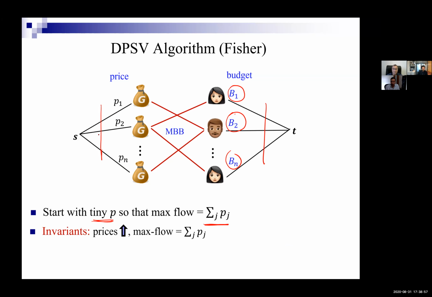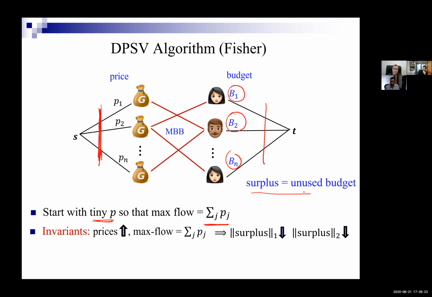Okay, so what are the invariants they maintain? Of course the right hand side may not be saturated, because they may have surplus. So the invariant is that they keep increasing the prices of the goods, and they maintain that all these edges remain saturated. So all the goods are fully sold. They maintain this invariant, and they try to minimize the surplus. Surplus is the unused budget: the buyers are not able to spend the remaining budget. If you can saturate all the right hand side, then we are done.